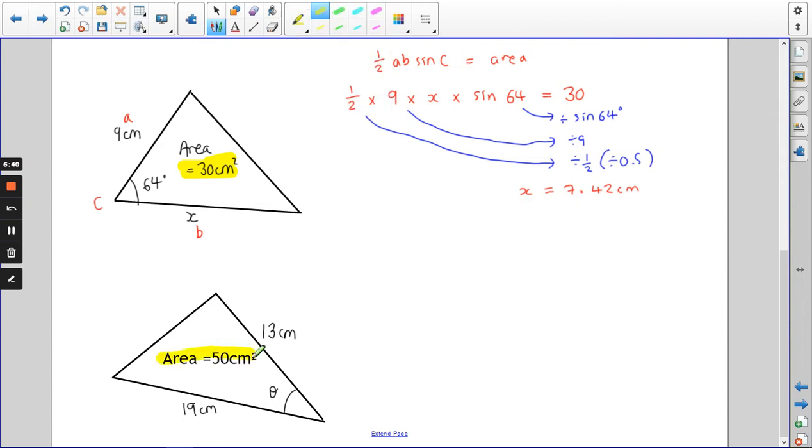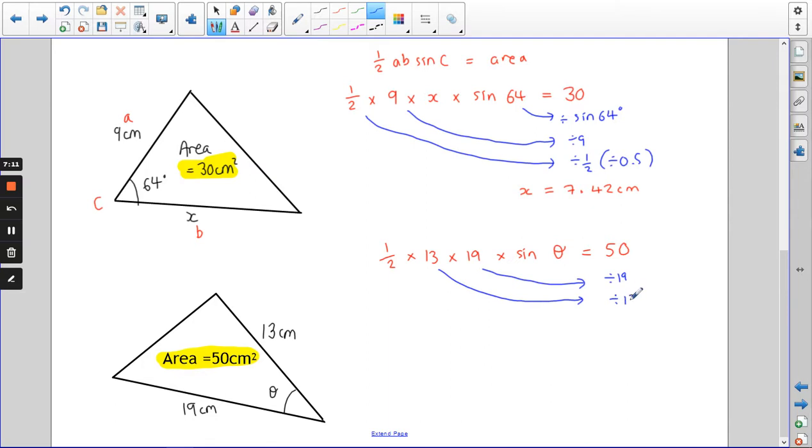Again, I've given you the area, but it's the angle that we're missing. So if we write out the formula with what we know, a half times 13 times 19 times sine theta is equal to 50 this time. The area is 50. And if we divide by the things we can divide by, so 50 divided by 19, press equals, leave it on the screen. Divide by 13, press equals, leave it on the screen. And divide by a half. Again, press equals, leave it on the screen.